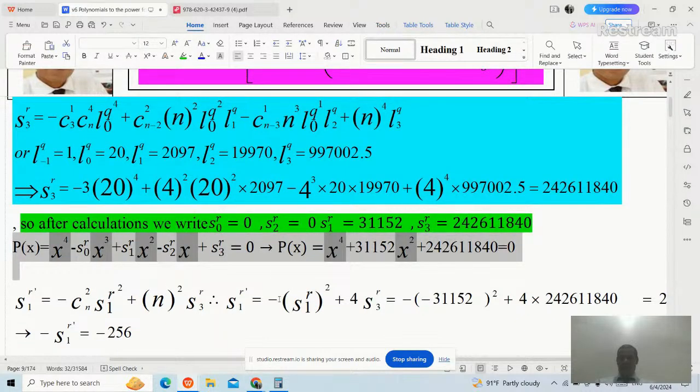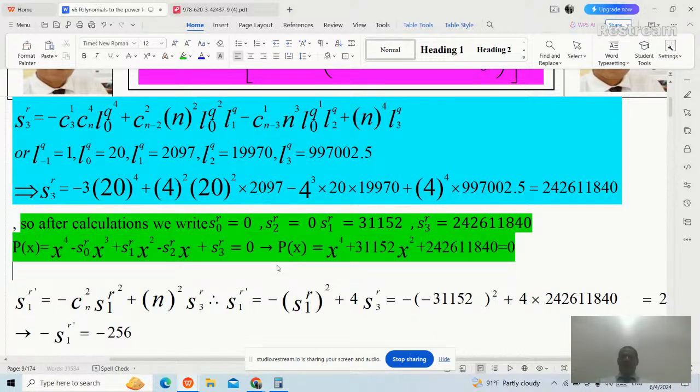I'll just write P of X equal X4 plus 31,152 X squared, plus S3, learners, S3 is that 2,042,611,840, equal what? Equal 0.